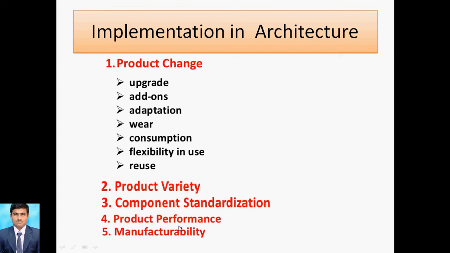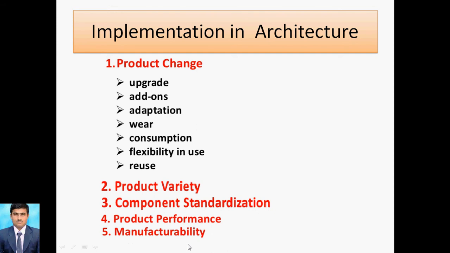Next point is product performance. So in product performance, we can improve by different techniques. Suppose the product is working at about 80 or 60%, which is compared with that of competitors. So we can add a number of things and then we can improve the product performance.